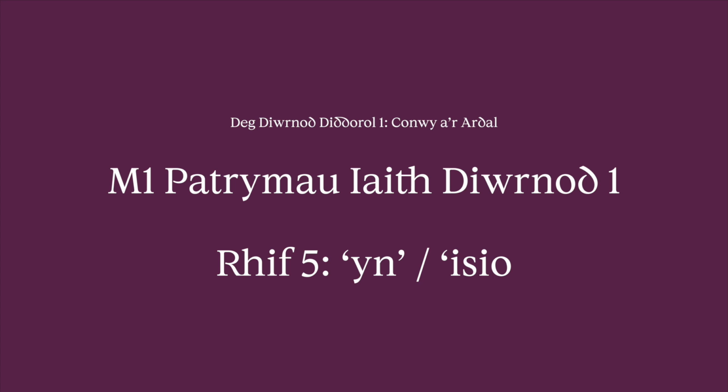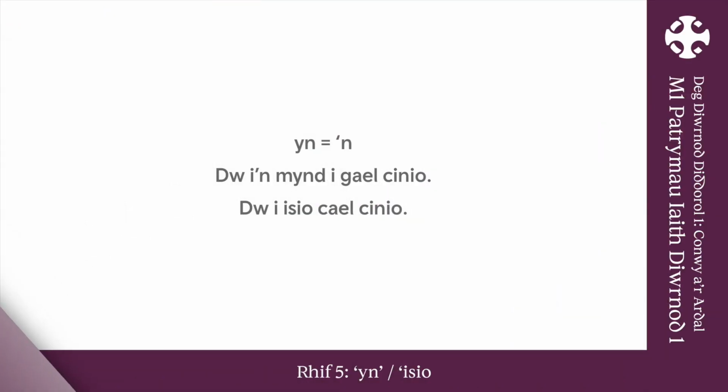Number 5. When to use yn. Yn has a few different meanings and uses in Welsh and is seen as apostrophe n when following a vowel. For example, gyrru'n ofalus, driving carefully. Yn is used with verbs that, in English, have an ing at the end of them, as seen here.